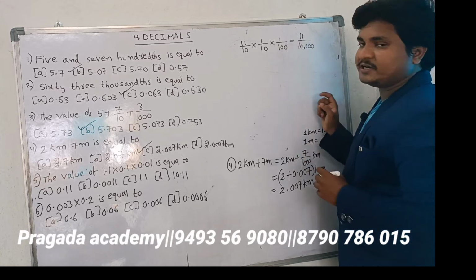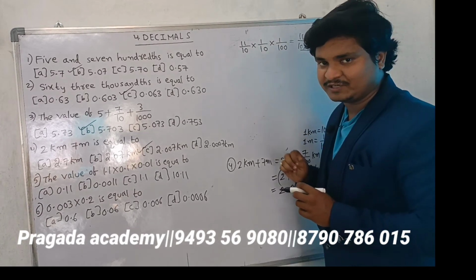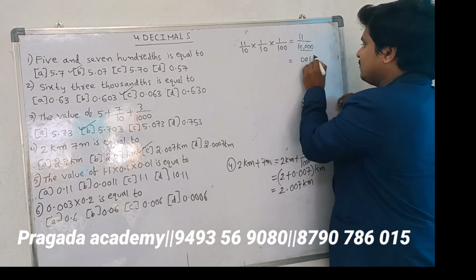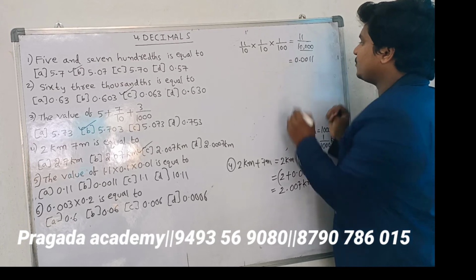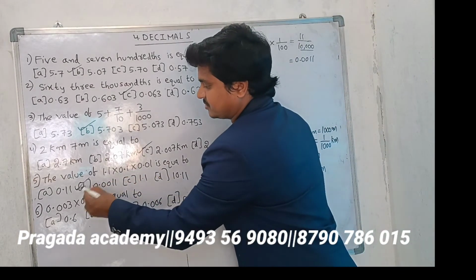If you observe the denominator, we have 4 zeros. That's why you need to keep the decimal point after 4 digits. Already we have 2 digits. So you need to place 2 zeros, then 1 1 and put the decimal point. So 0.0011 will be the answer. Option B is correct.